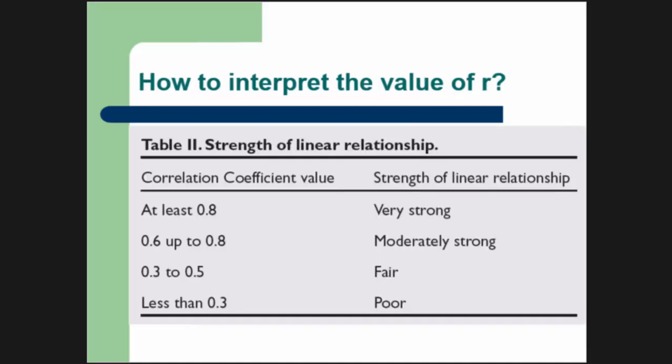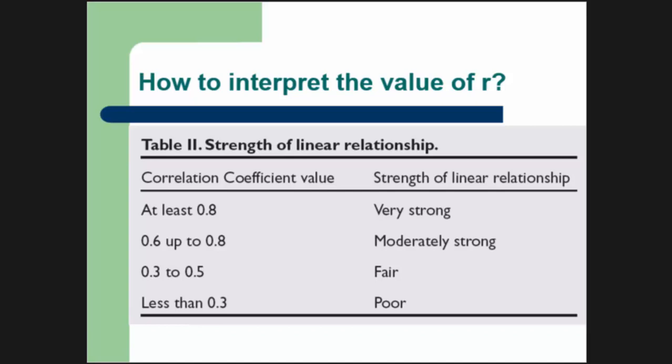So to interpret, it can be either positive or negative. If it is 0.8 and above, or negative 0.8 and less, very strong. Between 0.6 to 0.8, moderate. Between 0.3 to 0.5, it is fair. Less than 0.3, it is poor.